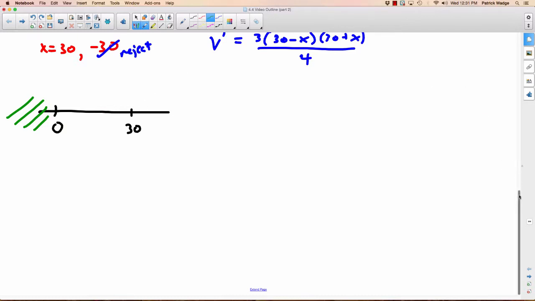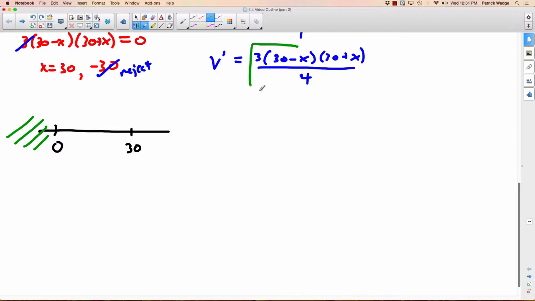Where are we going to check them? We're going to check them right here. You know 3 is positive, you know 4 is positive. You don't really need to worry about those either. You just need to worry about this bit right here. So let's try something in this interval. I'll try 10. 30 minus 10, that's positive. 30 plus 10, that's positive. Positive times positive equals positive. So our function is increasing here. Let's pick something bigger than 30. I'll pick 100. 30 minus 100, negative. 30 plus 100, positive. Negative times positive, negative. This is decreasing.